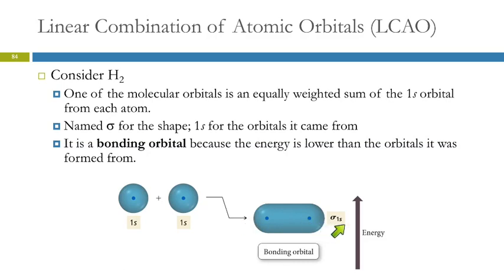So it's called sigma 1s because it's a combination of 1s orbitals. This is a bonding orbital because it lowers the energy. If something's going to bond, it has to have lower energy. If you're bringing things together and it has higher energy, that does not promote bonding. So we take the two orbitals from each hydrogen atom, combine them together, and we get this bonding orbital. Any questions?